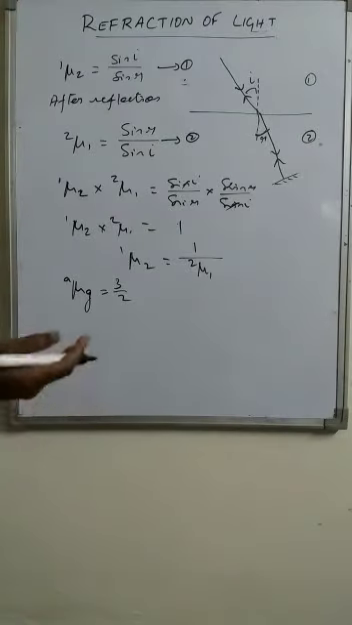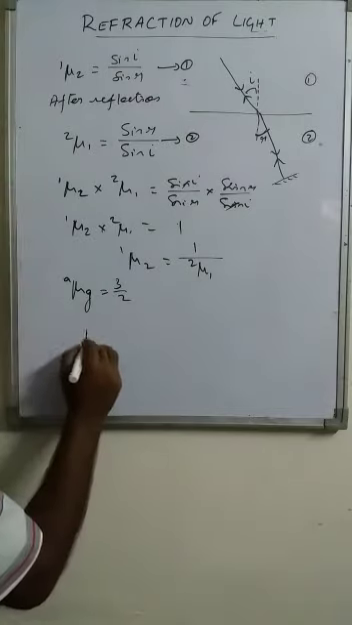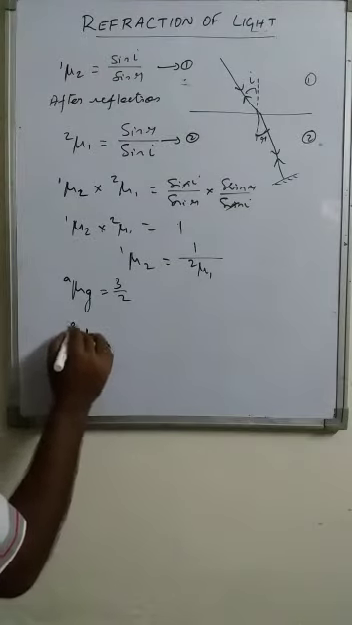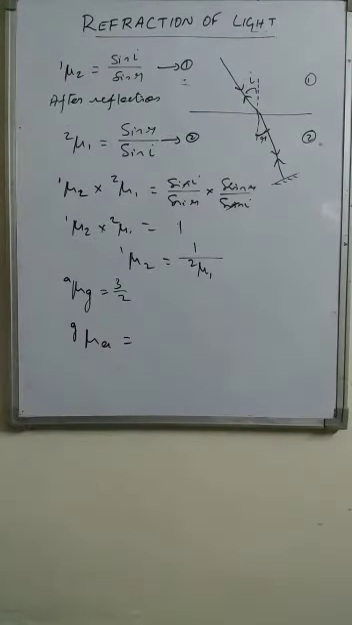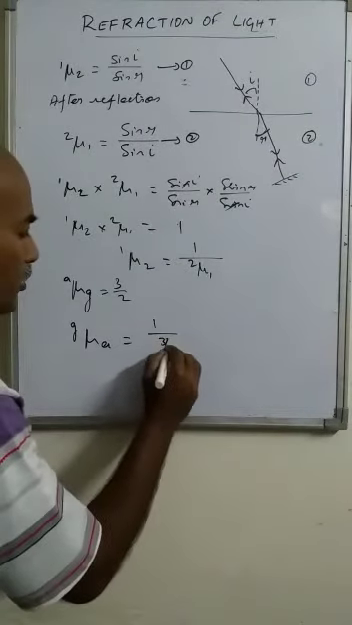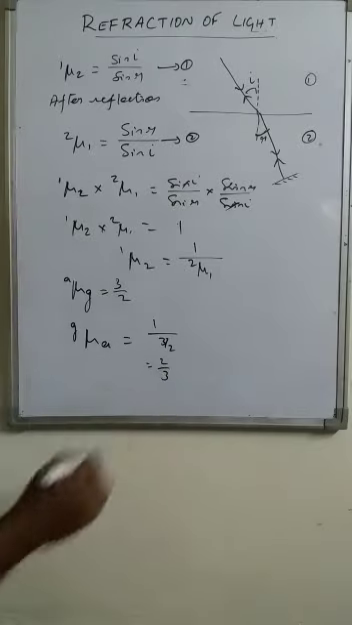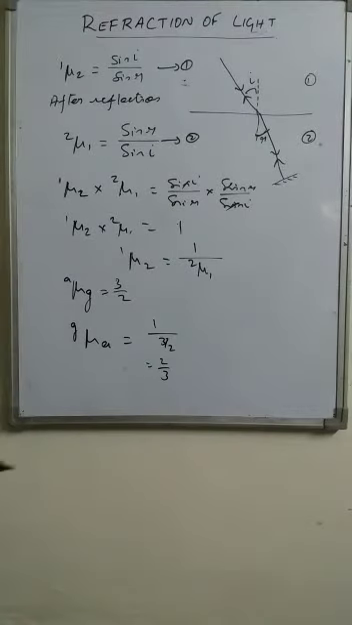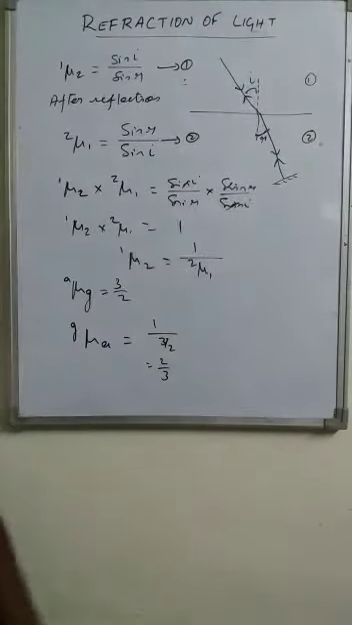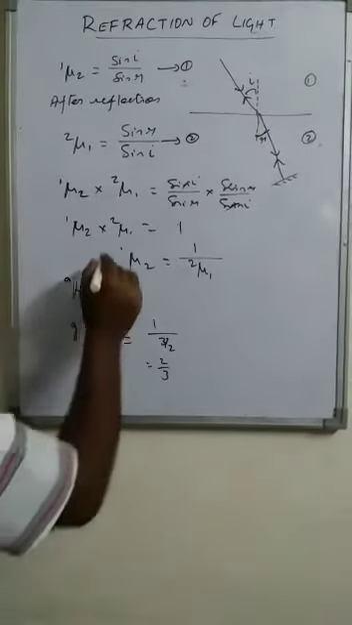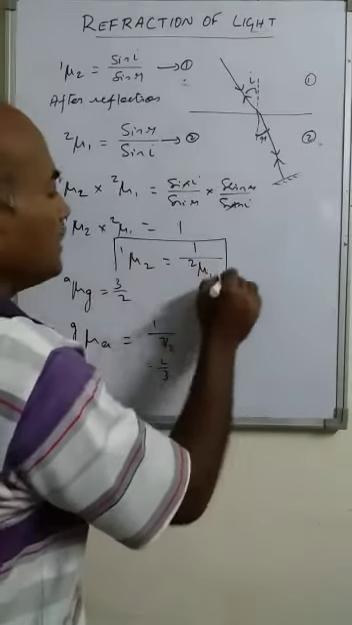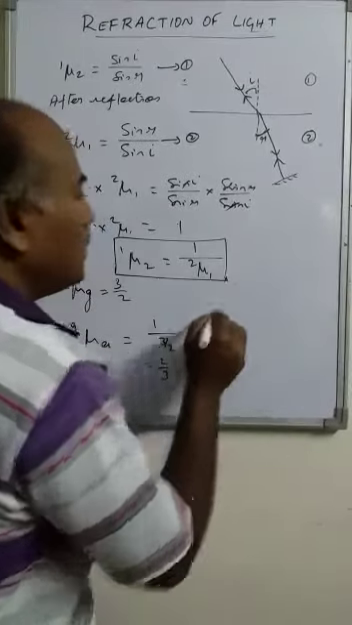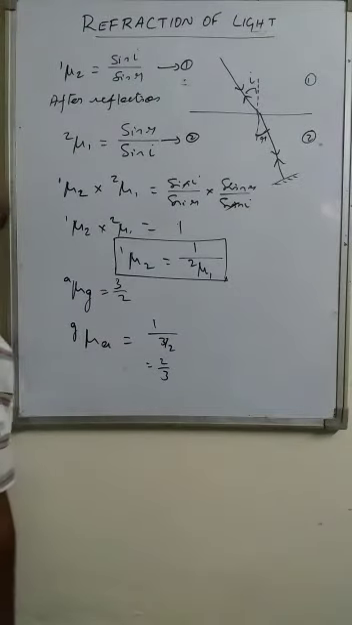If we take the light ray from glass into air, then it will be written as the refractive index of air with respect to glass. That is equal to, definitely, the reciprocal, that is 1 upon 3 upon 2. Now it comes 2 upon 3. So the values are reciprocal if we reverse the direction. And this is one important relation that is known as the principle of reversibility of light.